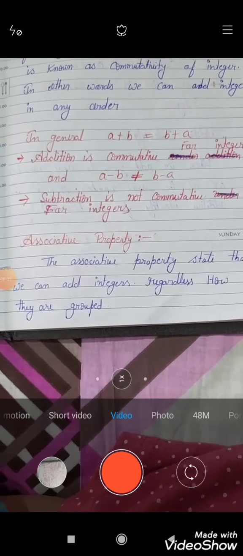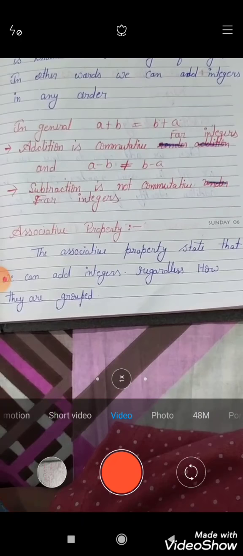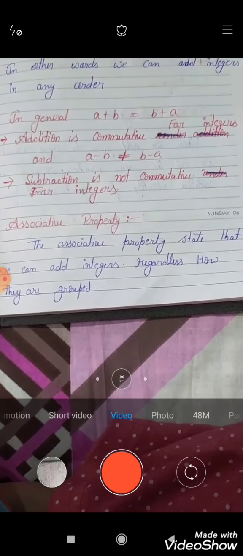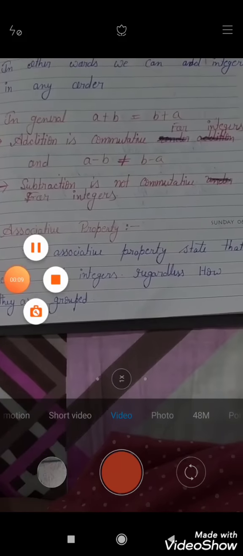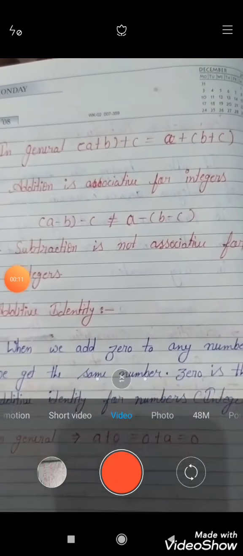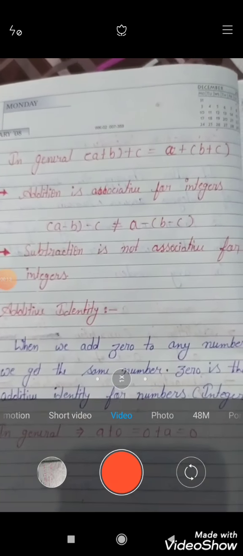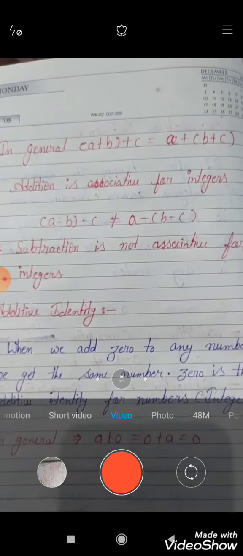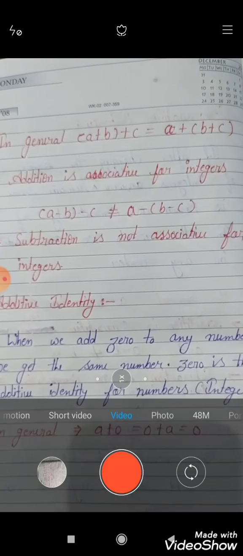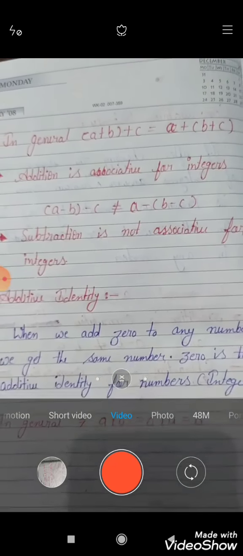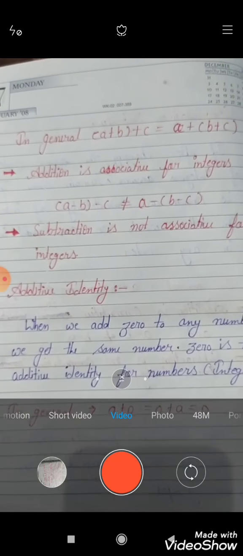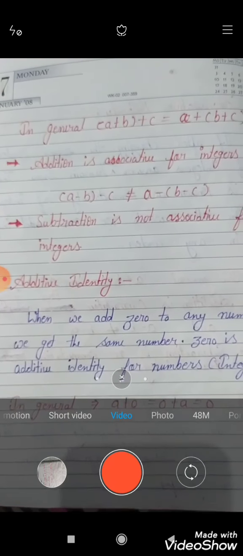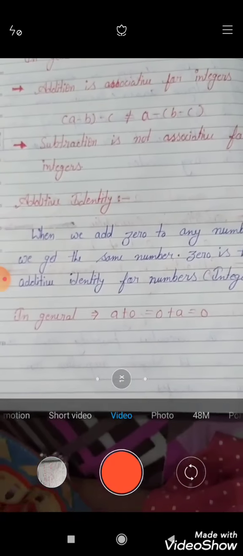Associative property. The associative property states that we can add integers regardless of how they are grouped. If a, b and c are three integers, in general we can say that (a plus b) plus c is equal to a plus (b plus c). So addition is associative for integers, but subtraction is not associative for integers.